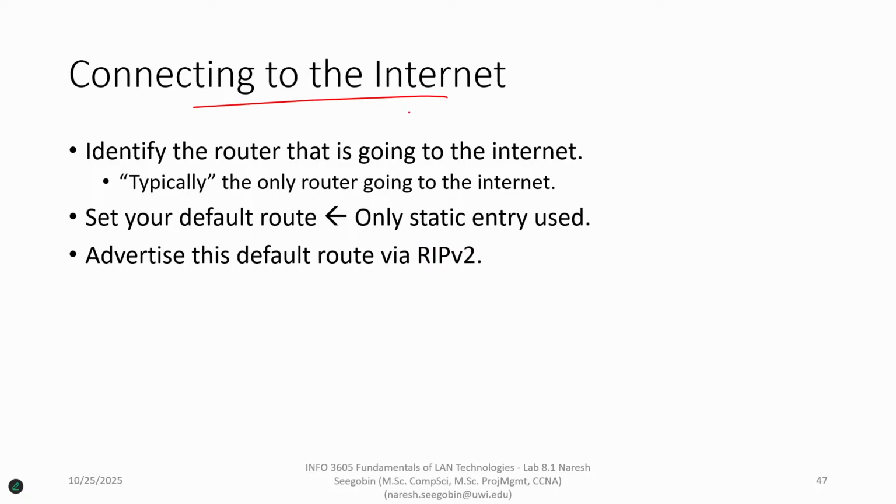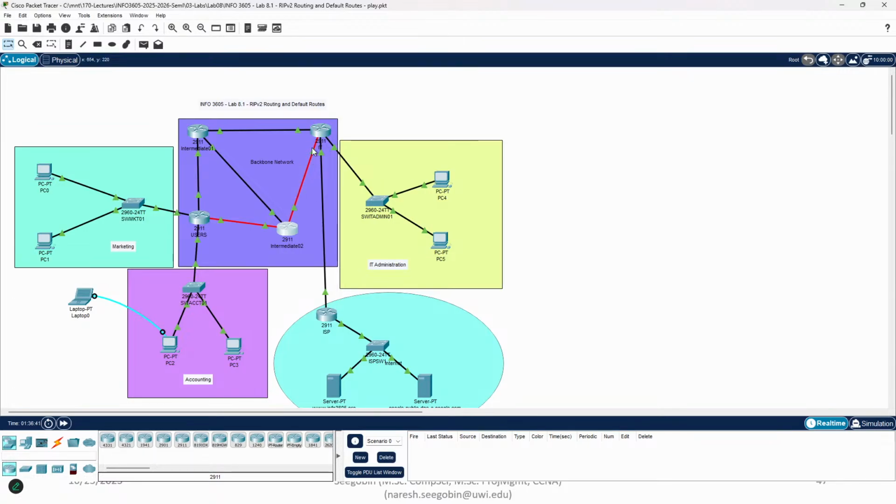We're going to do some static routing, what we call redistributing a default gateway. We're going to set it on port 0, and then we're going to tell the other routers to use that static route going out, right? So we're going to identify the router going to the internet, typically the only one. In this case, that's the only one you need. The only one going to the internet is IT.